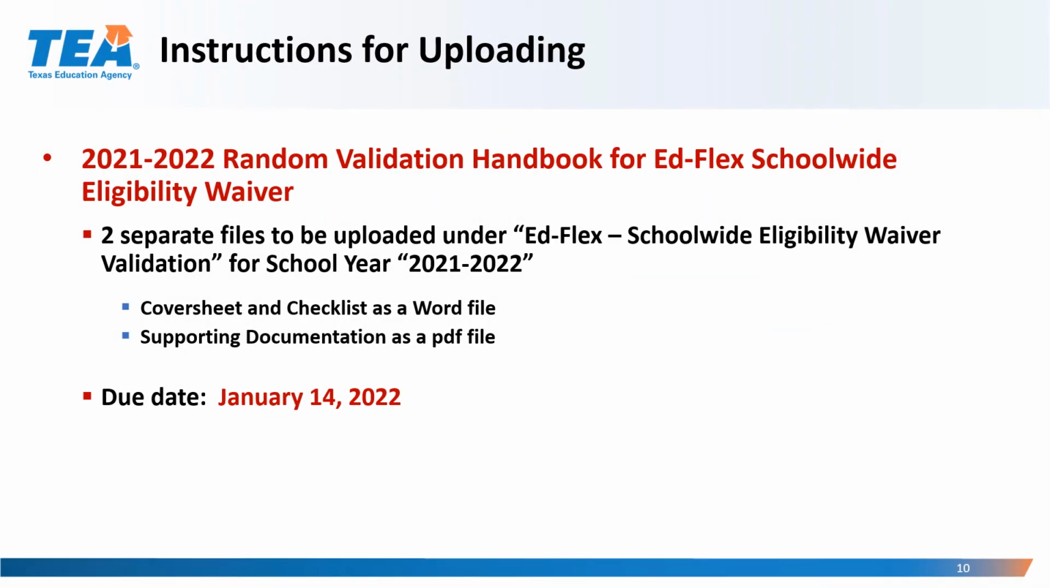The instructions for uploading the requested documents are listed in the Random Validation Handbook for this requirement. The LEA should have two separate files to upload: a Word file containing the cover sheet and checklist, and a PDF file containing the supporting documentation. The due date for uploading these files on ESSA reports is January 14th, 2022.